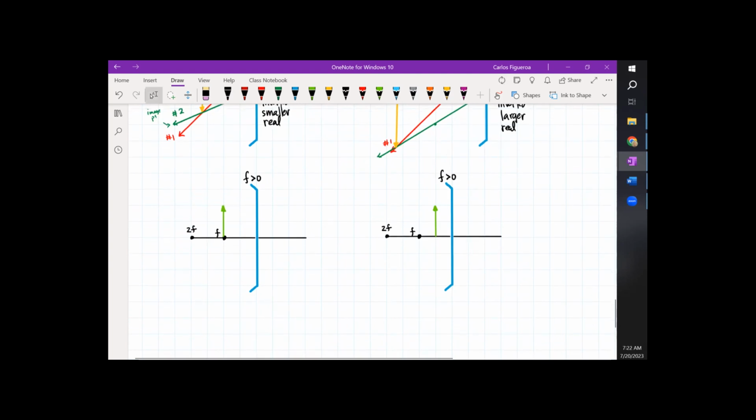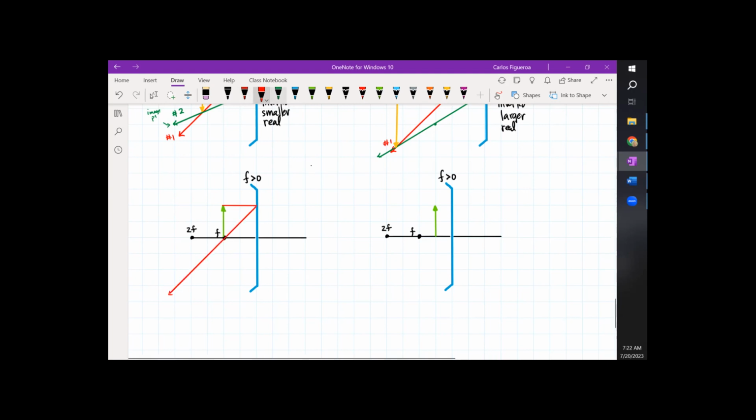Now, let's go look at this guy. So in this situation, I'm going to put this at the focal point. And what happens at the focal point? Those rays should be parallel. Let's see if they're parallel. Okay, then they go through the focal point.